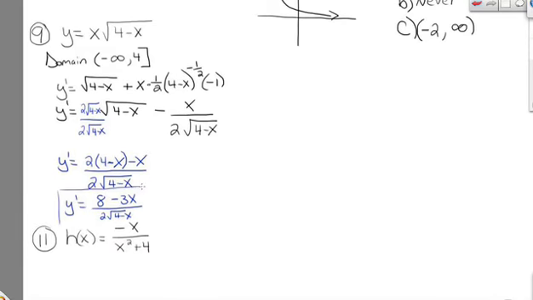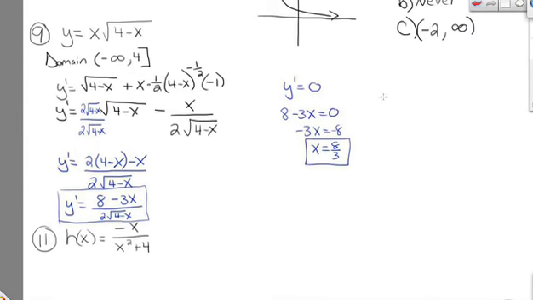Okay, so now it's time for critical values. So let's set the derivative equal to 0. And that's going to happen only when the numerator equals 0. So negative 3x equals negative 8. X equals 8/3. I also need to find out when the derivative is undefined. And that's going to be whenever the denominator equals 0. And that's only going to happen at x equals 4, because that'll cause a 0 in the bottom.